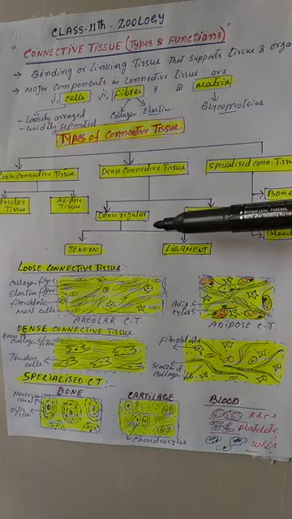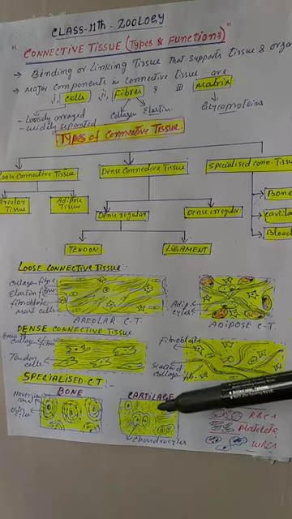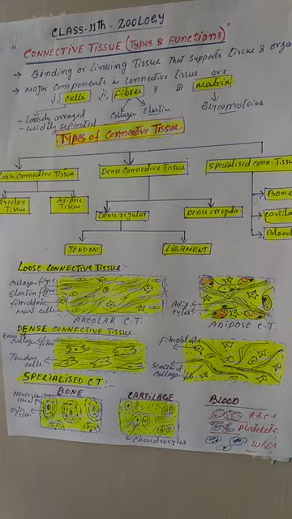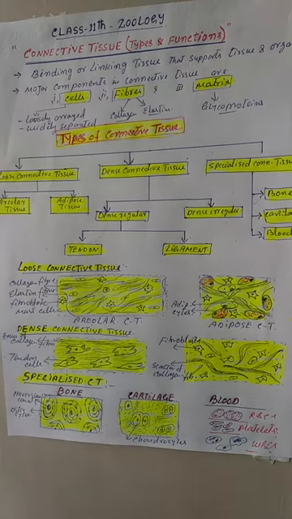After this, there is the specialized connective tissue, which consists of bones, cartilages, and blood. So far as bone is concerned, its tissue consists of matrix, which is hard and non-pliable and is rich in calcium salts and collagen fibers. It occurs in concentric layers called lamellae around a Haversian canal.